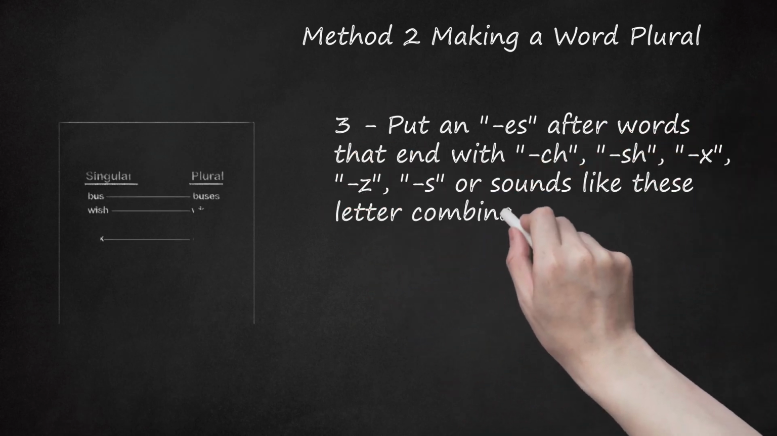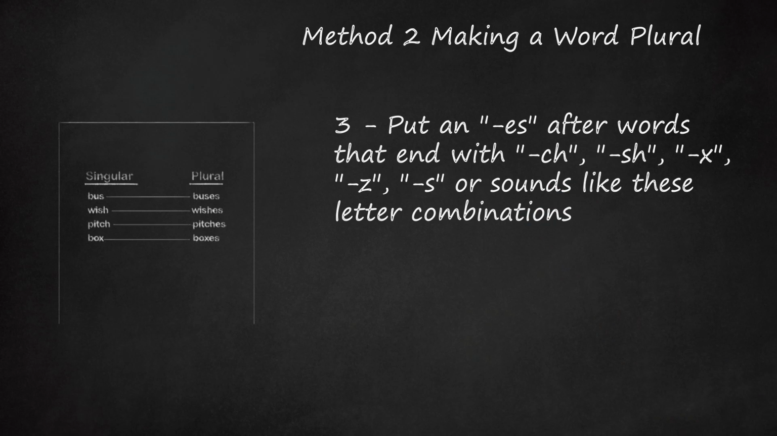3. Put an es after words that end with ch, sh, x, z, s or sounds like these letter combinations. For example, the plural of ditch is ditches, the plural of brush is brushes, the plural of fox is foxes, the plural of fuzz is fuzzes and the plural of dress is dresses. If the word already ends in e, the plural is formed by adding an s: the plural of judge is judges, and the plural of phrase is phrases.